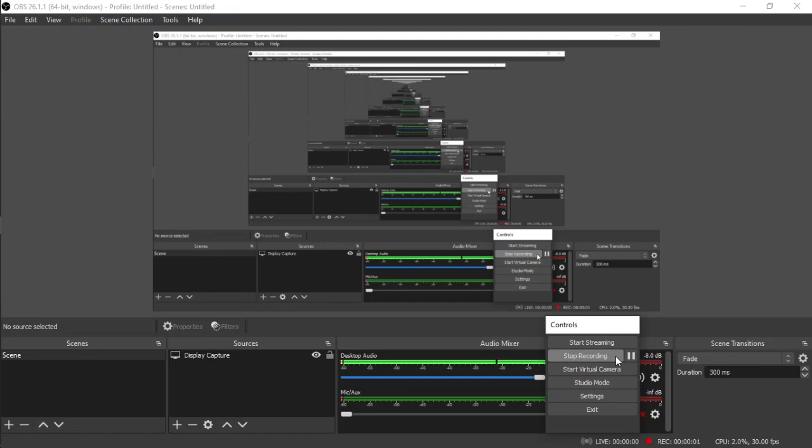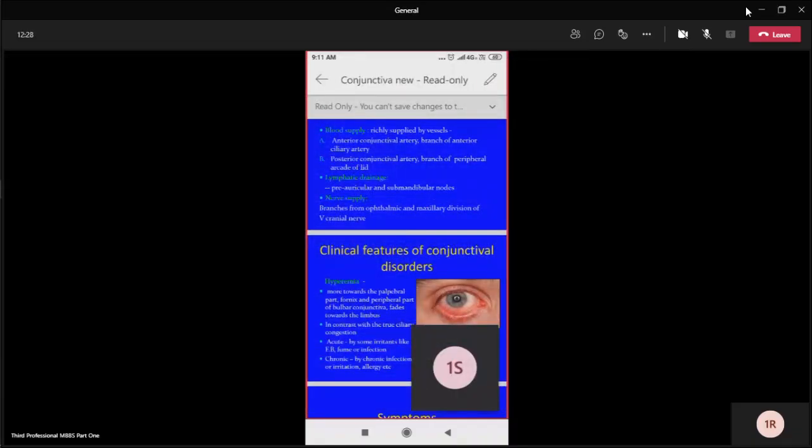Part of the bulbar conjunctiva, fades towards the limbus. In contrast, the ciliary congestion is more congestion around the limbus.